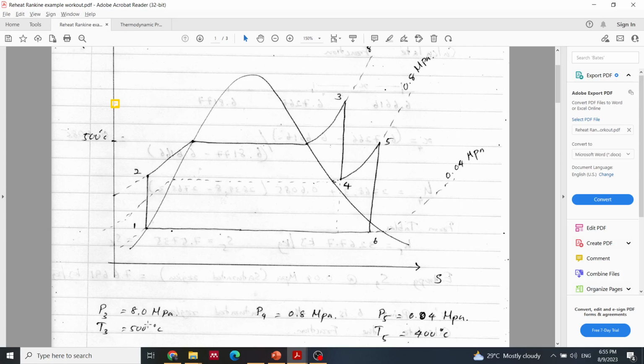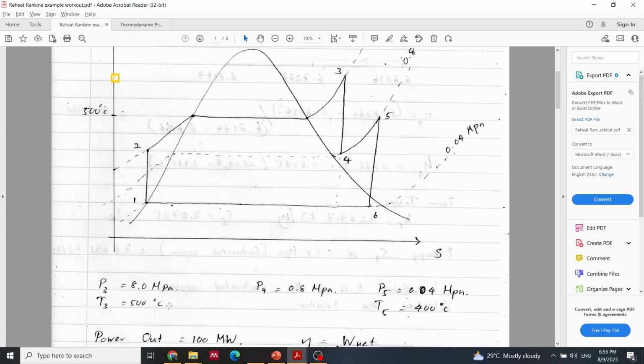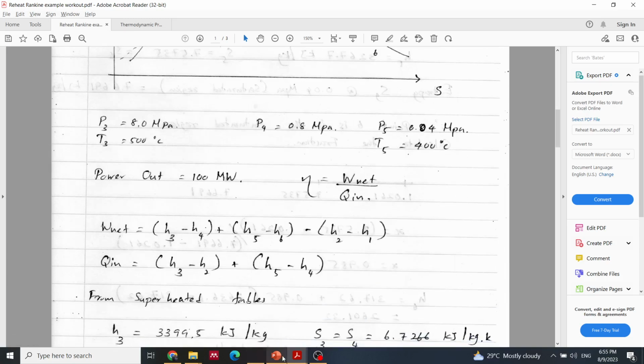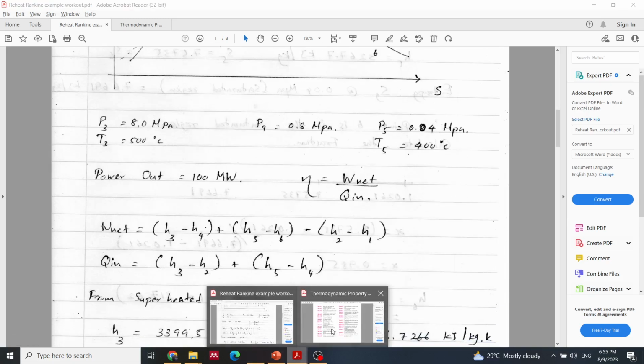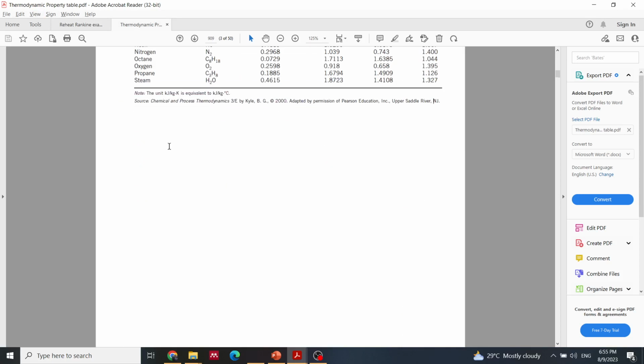So we know P3 and T3, and what we need to find is H3, the enthalpy at point number 3. For that we can refer to the superheated tables. We know the pressure and temperature, so we can refer to the superheated table. If we go through the superheated table, we have superheated water A6. We go to A6.